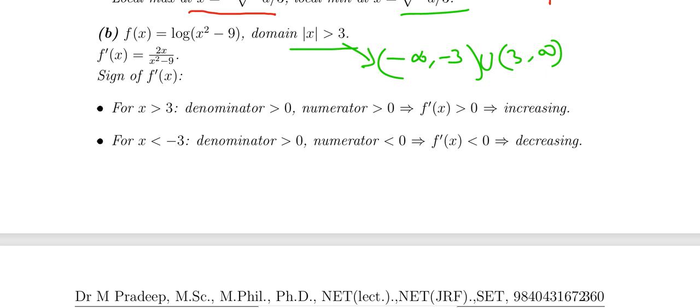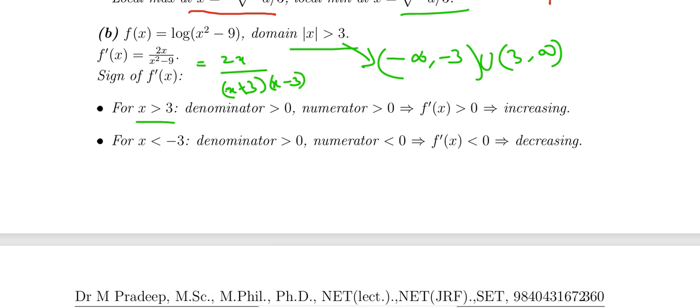So f dash of x is 2x by x square minus 9. For x greater than 3, what about the denominator? x square minus 9 is x minus 3 into x plus 3. For x less than minus 3, the numerator is negative and the denominator is positive, so f dash of x is less than 0. For x greater than 3, the numerator is positive and the denominator is positive, so f dash of x is greater than 0. That is increasing, or decreasing.